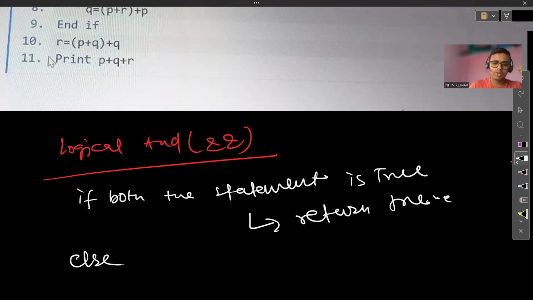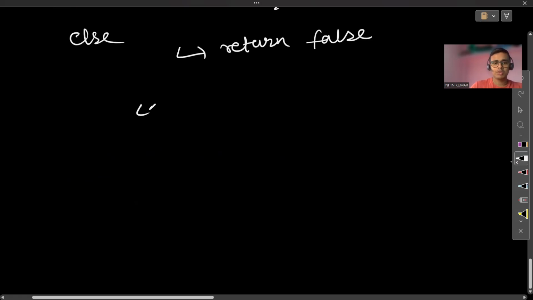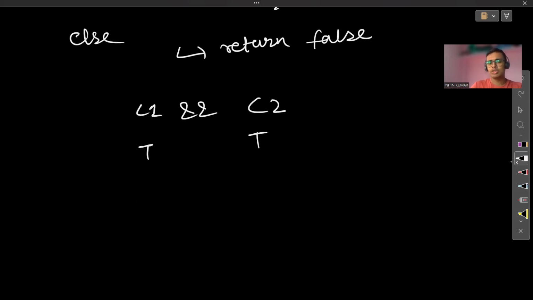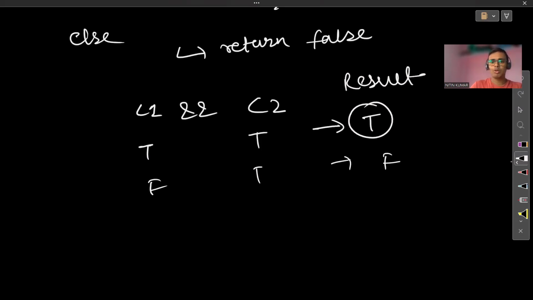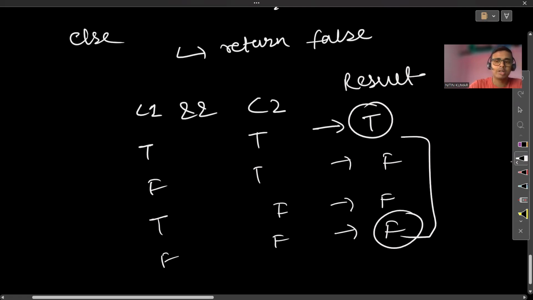Else, what? Return false. So basically it means if we are checking two conditions, let's say condition 1 and condition 2. If condition 1 is true and condition 2 is also true, then the overall result will be true. And if any of them is false, let's say the first one is false, then also false. If the second one is false, then also false. And if both of them are false, then also the logical statement will return false. So in all other cases, it will return false.